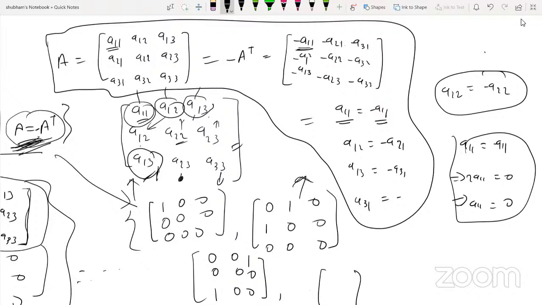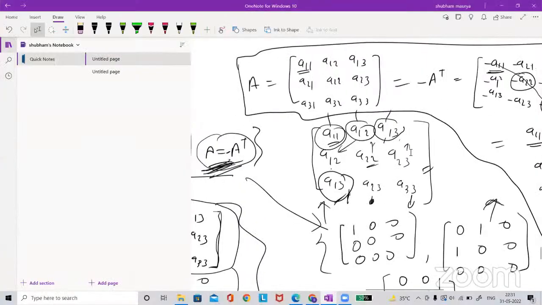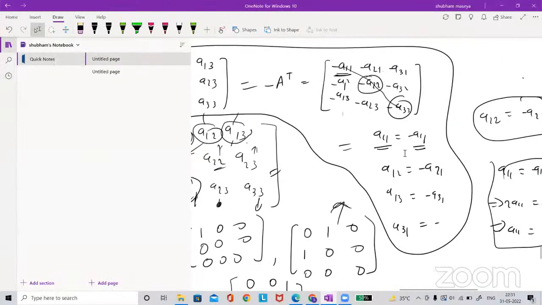Similarly for this one it will come, and this one will come. So apart from the diagonal, there will be only 6 elements in this set. And out of these 6, only 3 are independent, because of the transpose. That's why it's coming 3. So A12 is equal to minus A21, meaning they are coming independently.